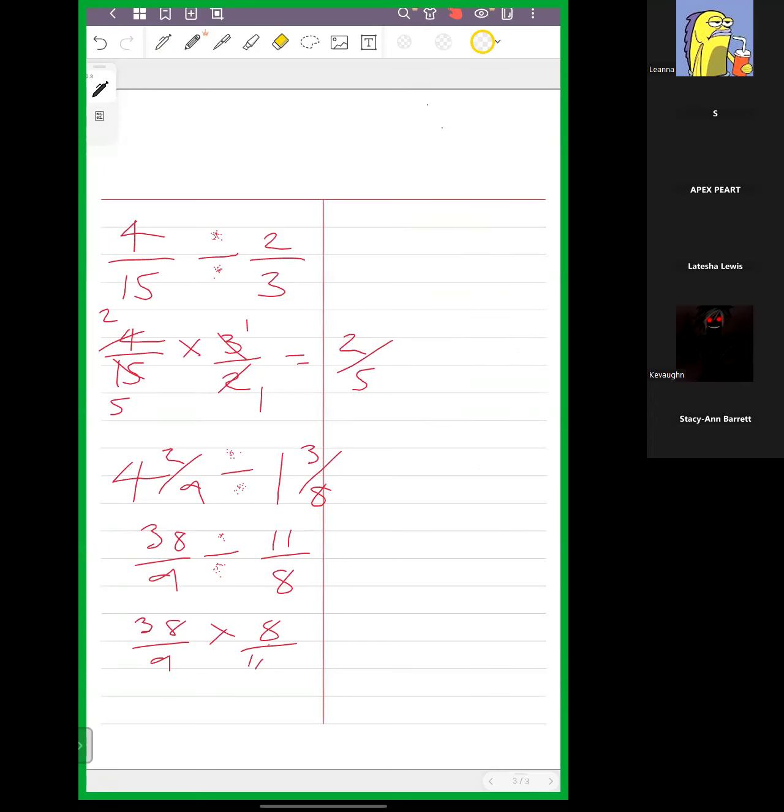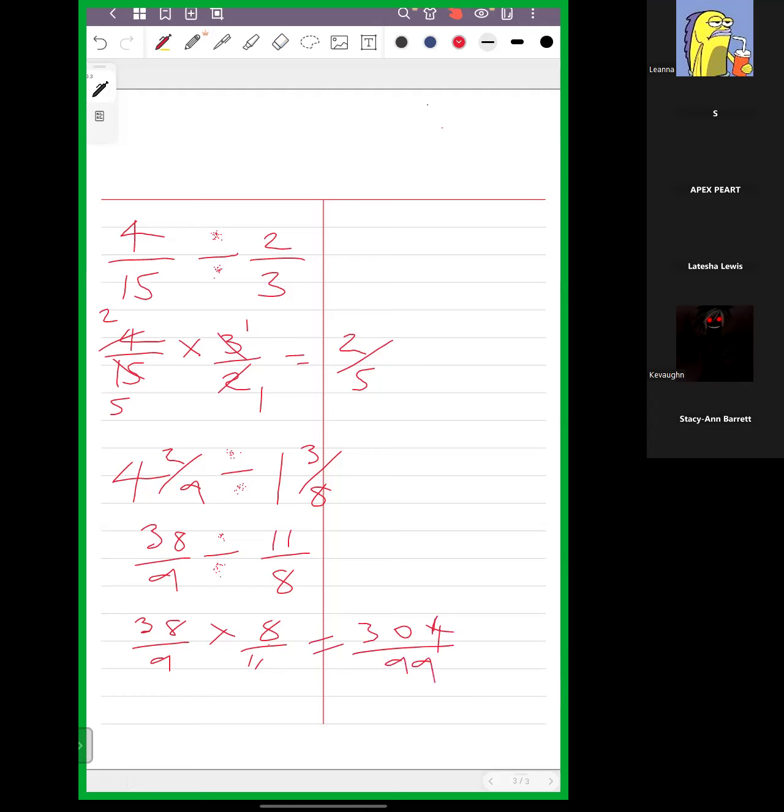All right, so this is a perfect example where we end up with nothing that can be cancelled out. So now we just simply end up with 38 times 8, which is 304, not a very big number anyways. And that's going to be 9 times 11, which is 99.